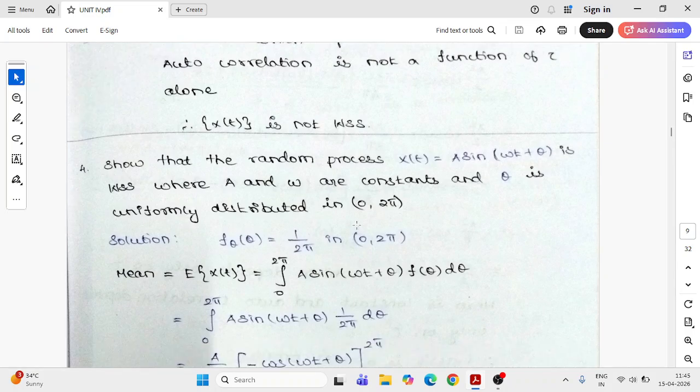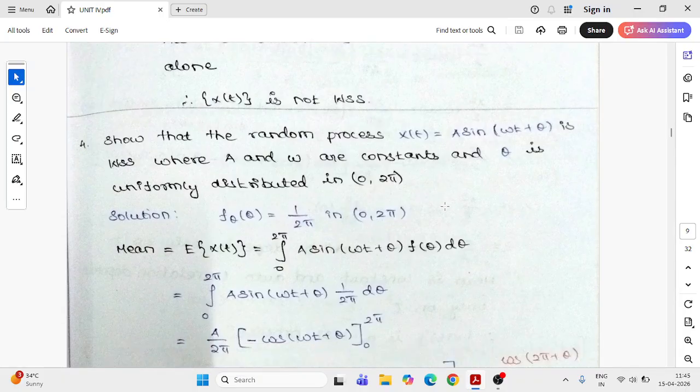Show that the random process x of t equals a sin(omega t plus theta) is WSS, where a and omega are constants and theta is uniformly distributed in 0 to 2 pi. So we come across with two problems. Here the variable is theta and it is distributed over the interval 0 to 2 pi.